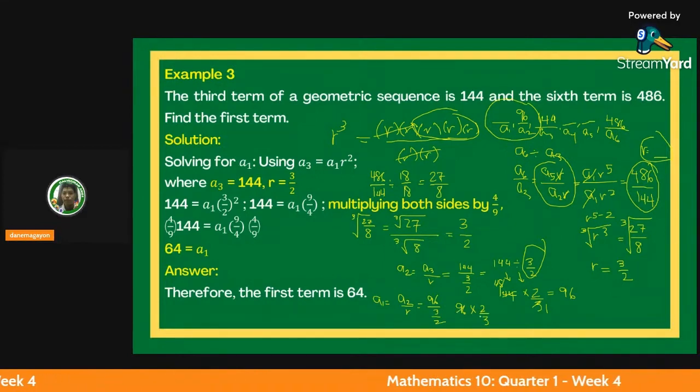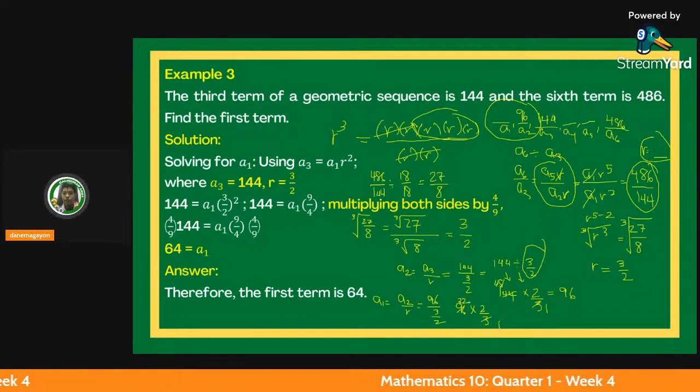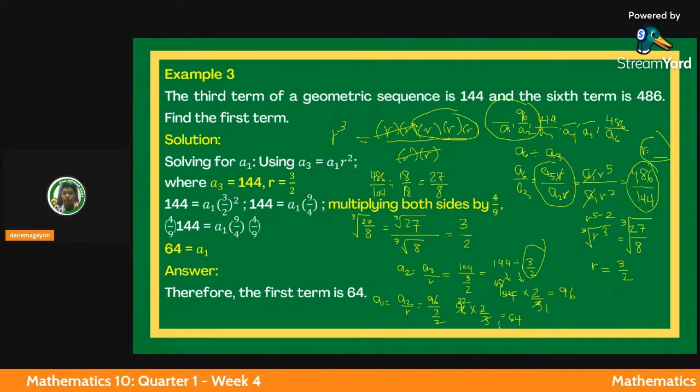We divide both terms by 3. So this becomes 1, and 96 divided by 3 is 32. So we have 32 times 2. So 32 times 2 is 64. So for this example or item, our answer is 64.